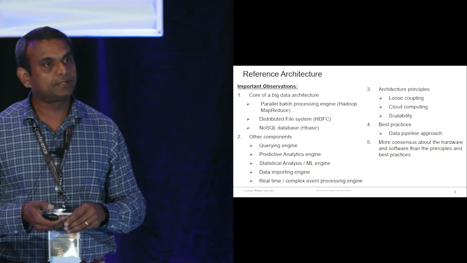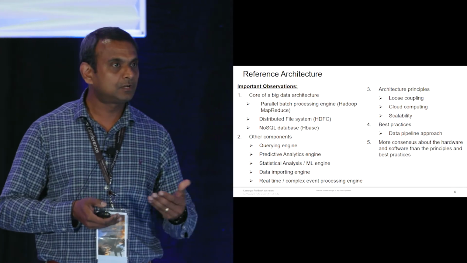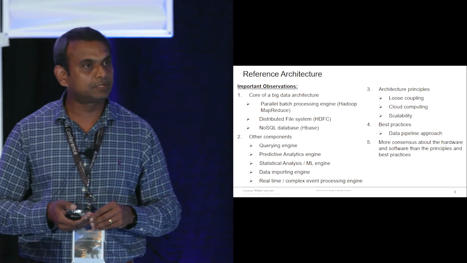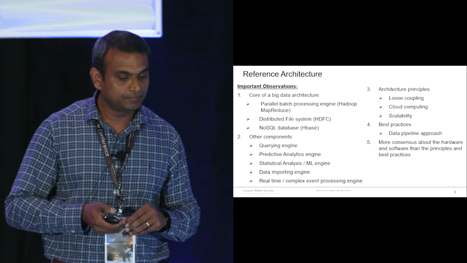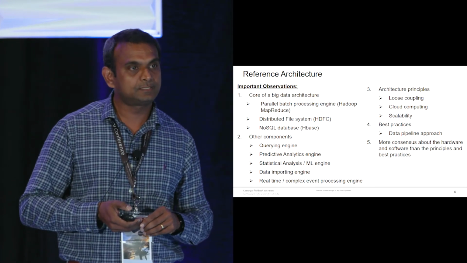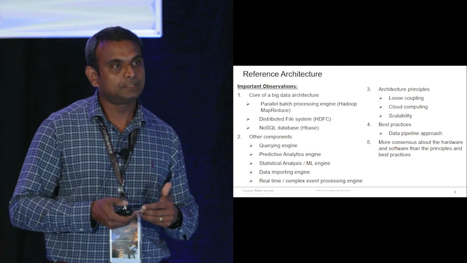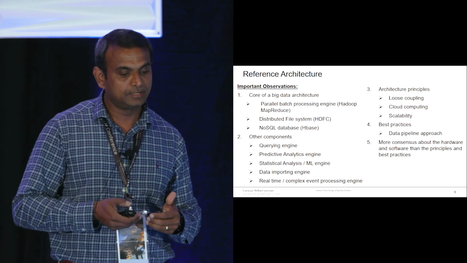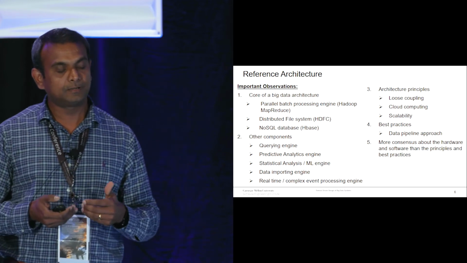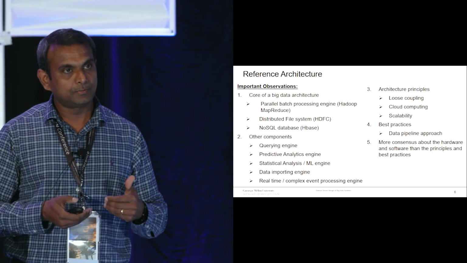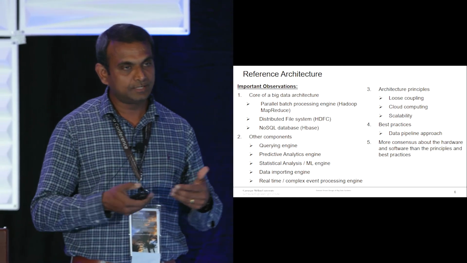When you consider the architecture principles, these are all the architecture principles you have to consider: loose coupling, cloud computing, and scalability. When you consider the best practices, most big data system architecture is a data pipeline approach. What is this? The data pipeline approach is where your big data system is a pipeline through which the data flows.